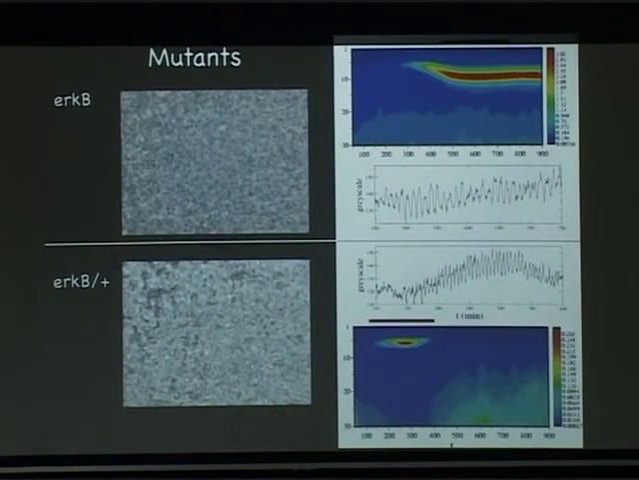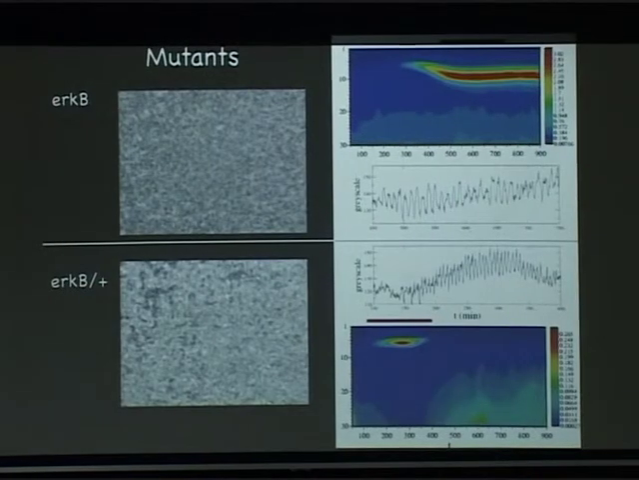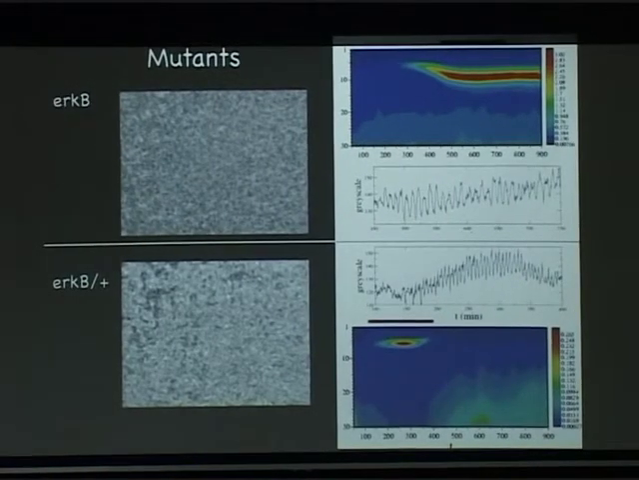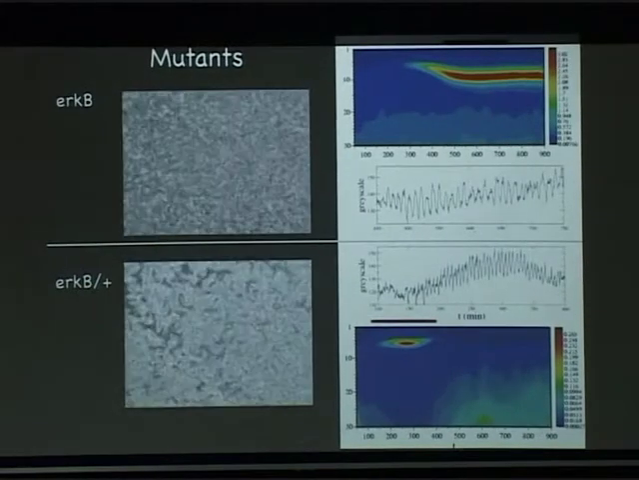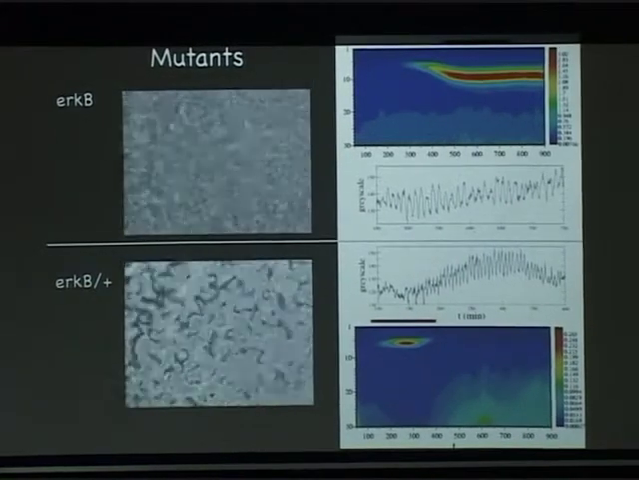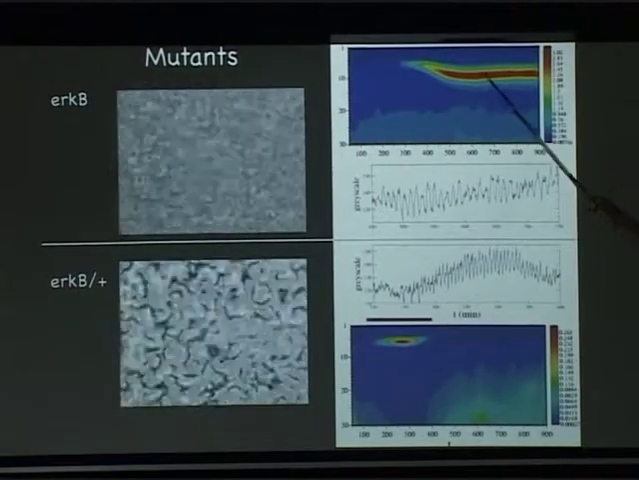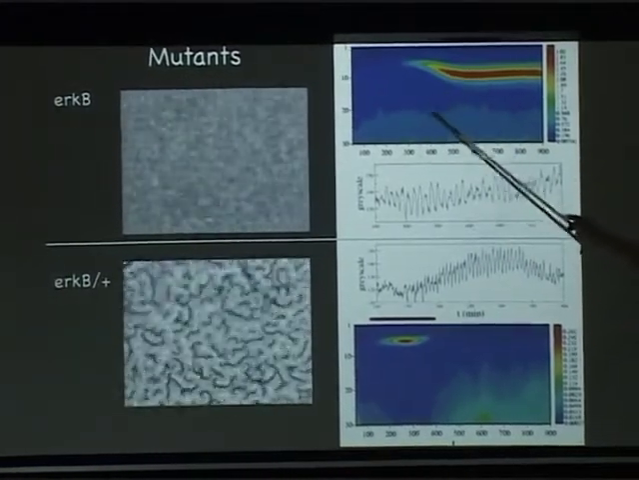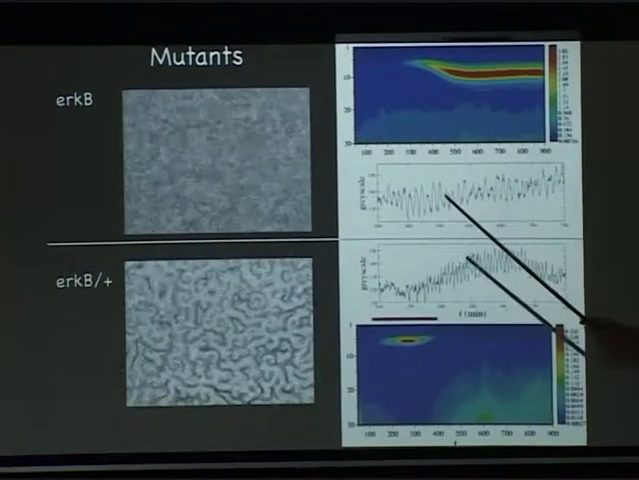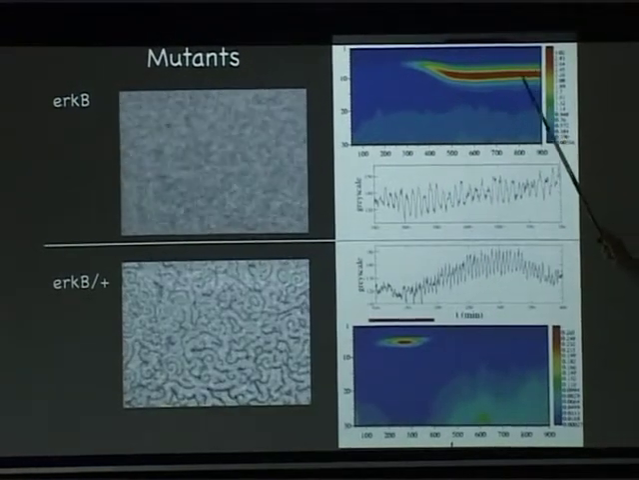Okay, so let's look at mutants. I'm going to pick one here, ERK-B, which is in this other oscillator inside the cell. There are some movies, and there's the wavelet portrait here. One of the interesting things about the ERK2 mutant is that although you don't see aggregates and fruiting bodies, you actually see oscillators.